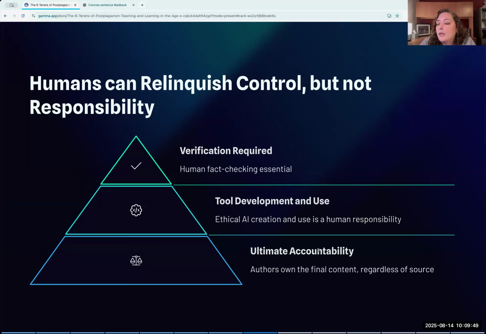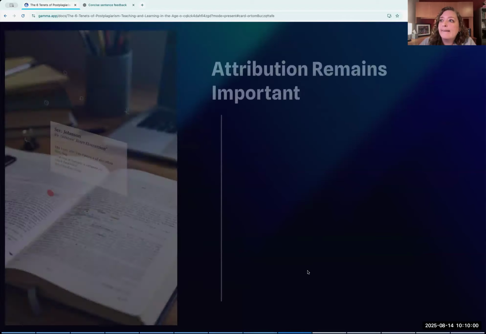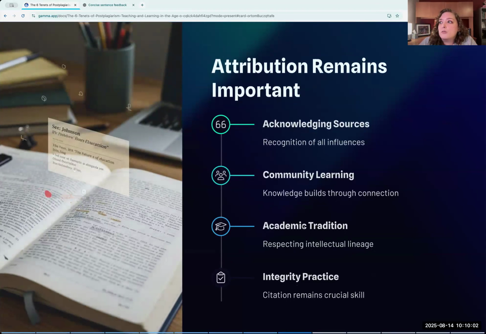And then ultimate accountability. The author owns the final content regardless of the source, so you own what you produce. So if you put something inaccurate out there, that's on you. Attribution remains important, so recognize all influences, acknowledge your sources. If you used AI, say you used AI. Community learning, knowledge builds through connection, academic tradition, so we respect the intellectual lineage, and integrity practice. Citation remains a crucial skill.